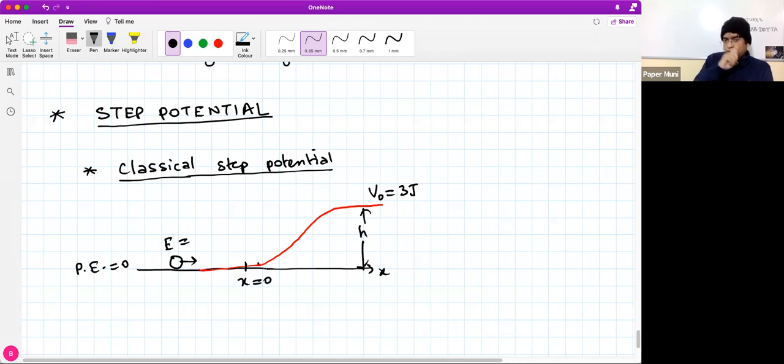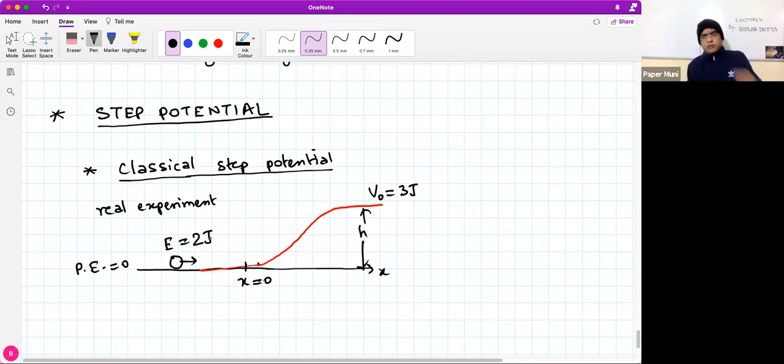Let's say that this is x equal to 0. Now if I give the ball this energy, this is a real experiment, not a graph. You can think of it as a 1D potential, but actually the experiment is not 1D. If you see it from one side, you can think of it that way, but this is a real experiment, this is not a plot.